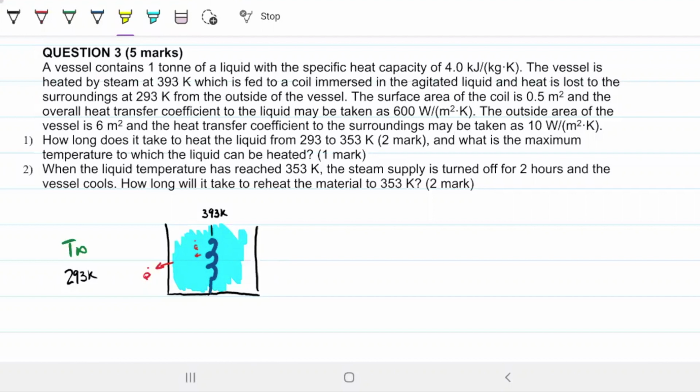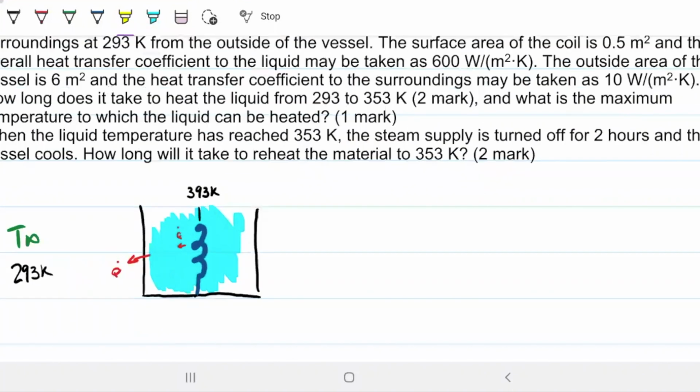So what do we have here? What is our situation? Well, we have this liquid, and we don't really know what this liquid is. It resembles water because its heat capacity is similar to that of water, but it doesn't say it's water. We can take it to be water just for simplicity, but it doesn't really say that. And there's 1 ton inside this vessel.